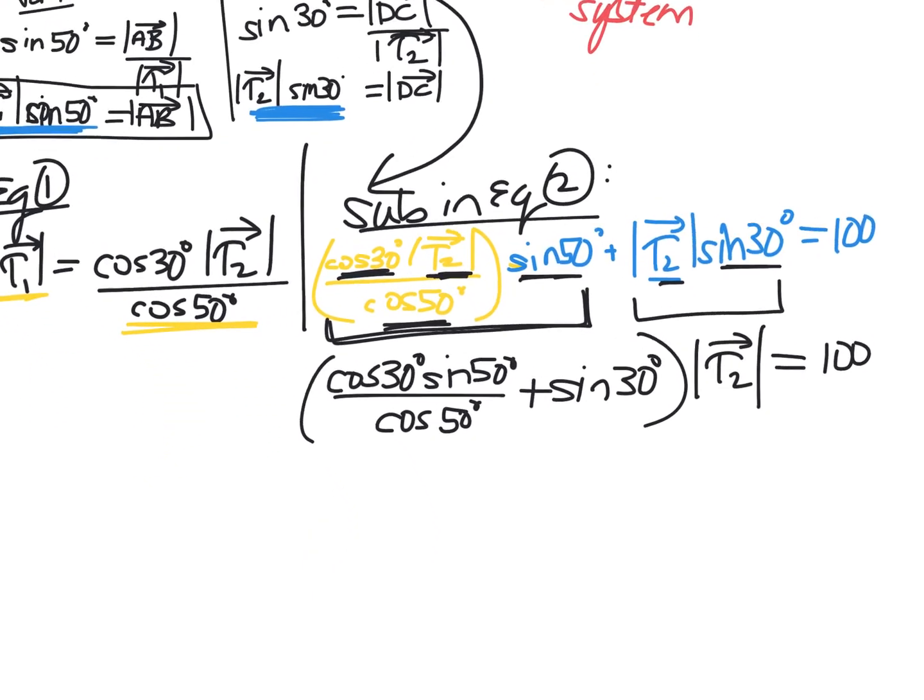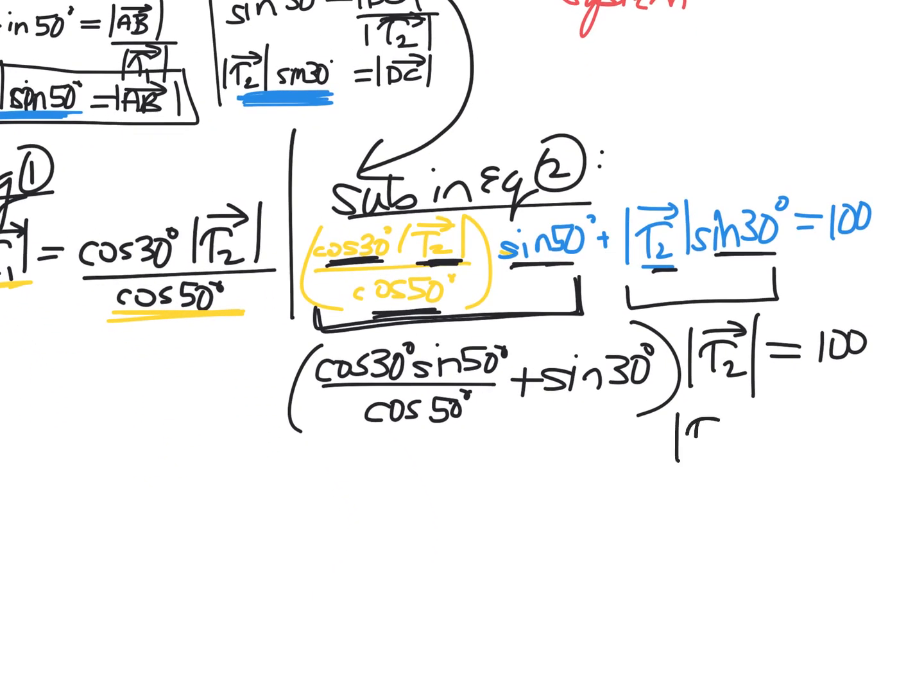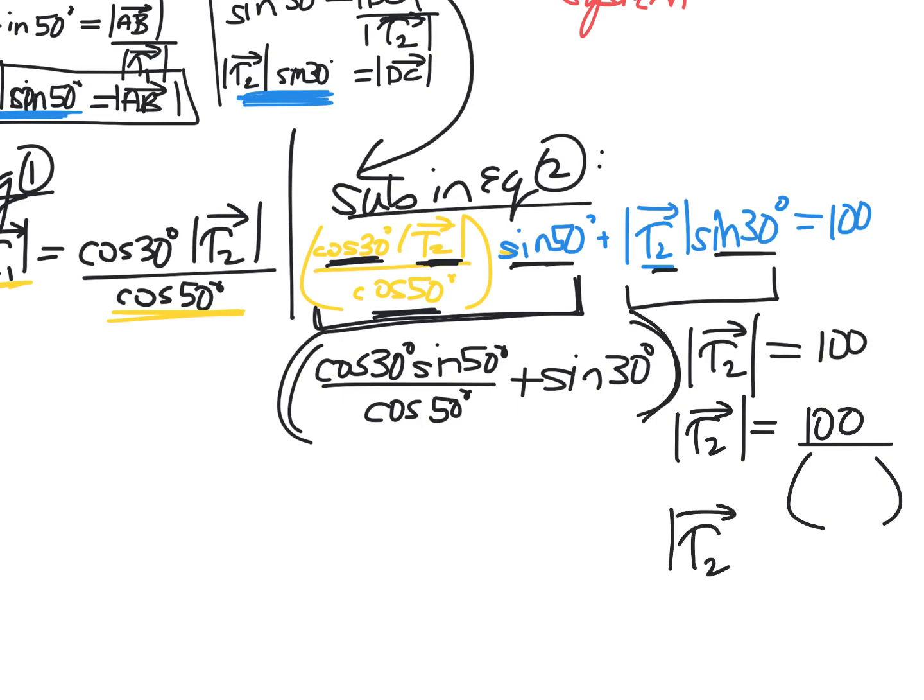Now, to isolate the tension in rope 2, I just do 100 divided by this big bracket. I carefully plug it in on my calculator, probably using brackets, and I'll find that the tension in rope 2 comes out to be approximately 65.3 newtons. The exact same answer we got using method 1 in the first video, but obtained a different way by looking at component forces.